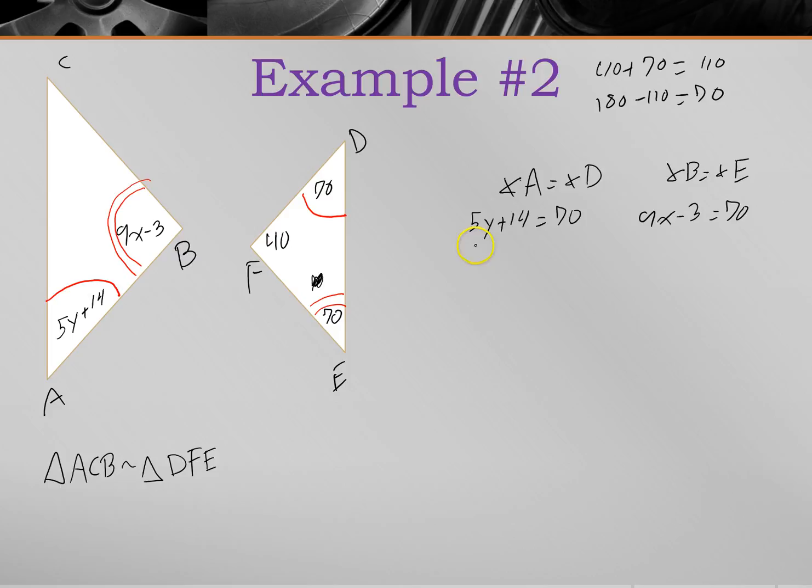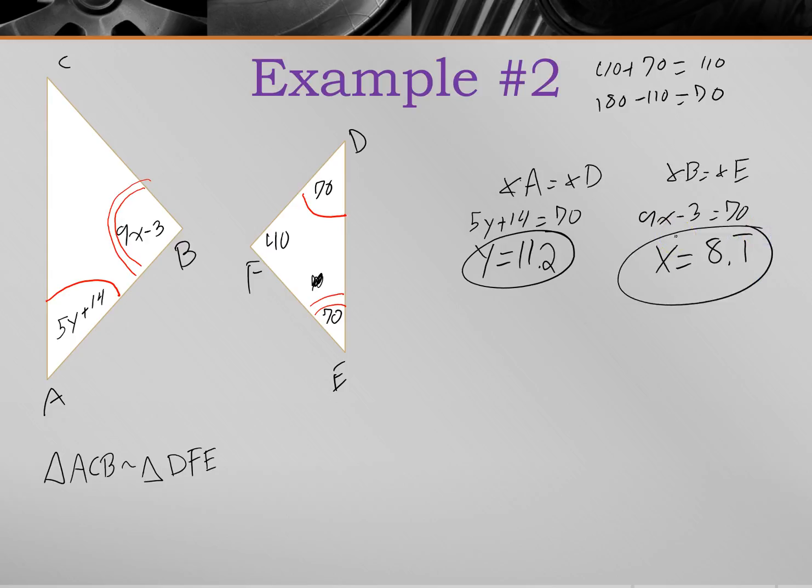Alright, so when you solve this, you should find y will equal 11.2, and then x will equal 8.1 repeating. So those are your two answers. Again, the key is we need to solve for the missing third angle. 40 plus 70 is 110. That from 180 is 70. That's why the missing angle is 70. And then just match up the appropriate angles, A with D, B with E.